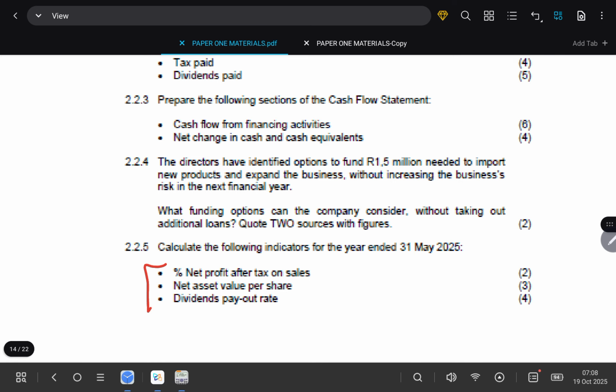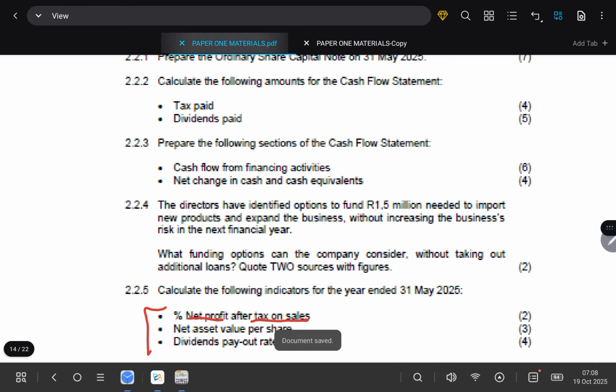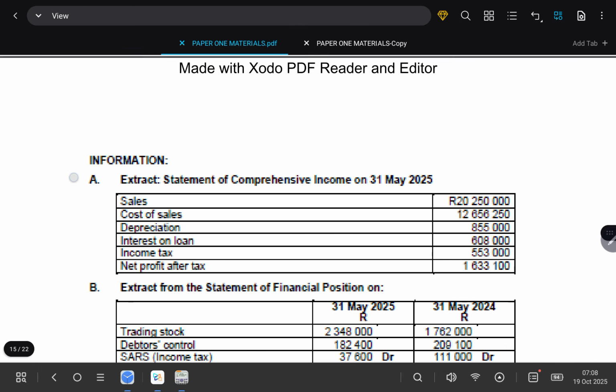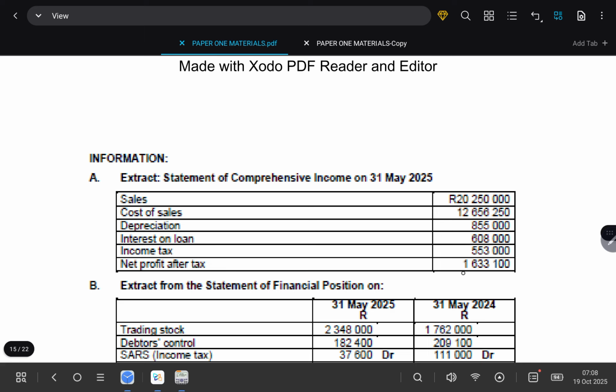So here, the easiest thing to finish is the financial indicators that you are required to calculate. Number one, they're saying that you need to calculate net profit after tax on sales. So it means that when you go to the answer book, you don't have to write the formula because it's given. So you just start by entering the amount. Okay, so we are going to look for our net profit after tax, which we will get from our information. Our net profit after tax here, it's 1,633,100.